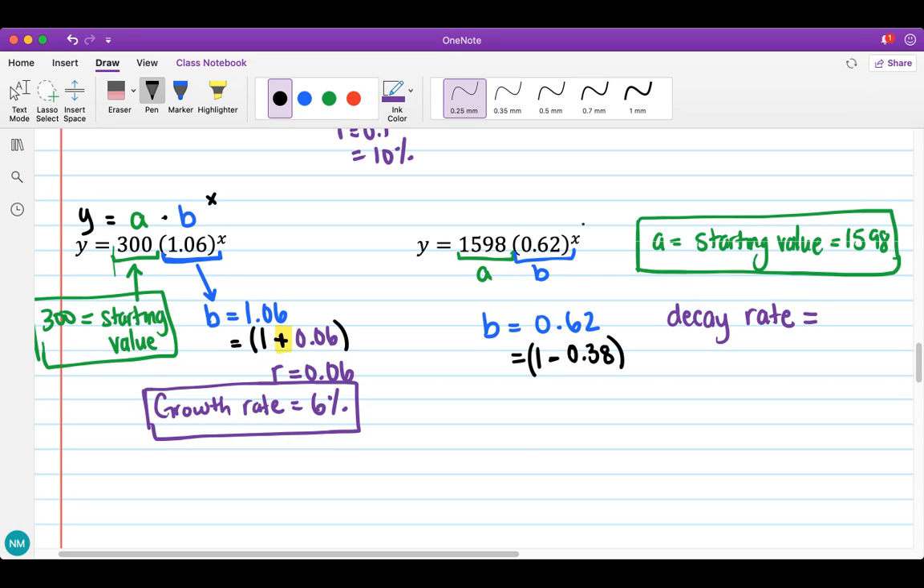0.38, right? If you want to put this in a calculator, what you can do is you can do 0.62 minus 1, and it'll give you the negative of it, right? So 0.62 minus 1 is equal to negative 0.38. So it'll give you exactly what you need. That's how you would do it in a calculator. 0.62 minus 1 equals negative 0.38, which is right there. So my R is right here. R equals 0.38, which is equal to 38%.